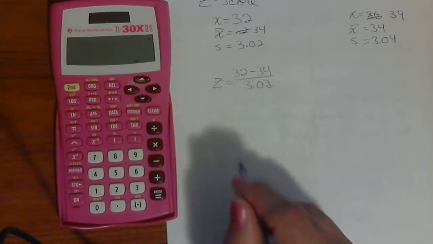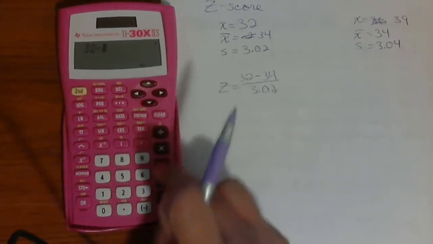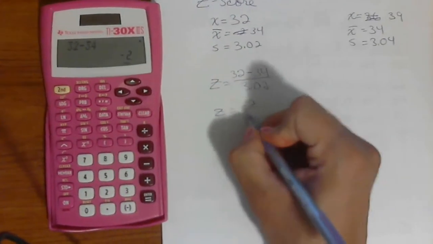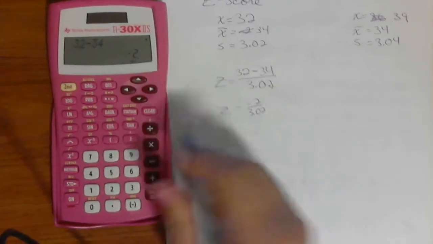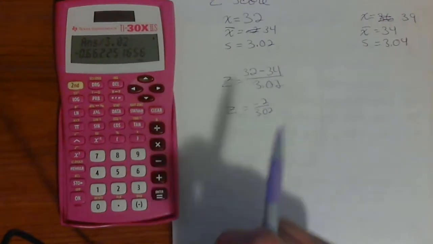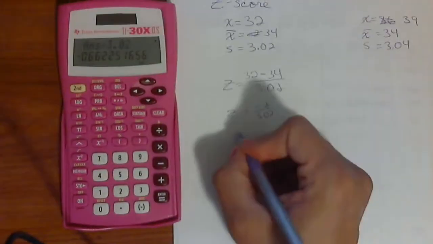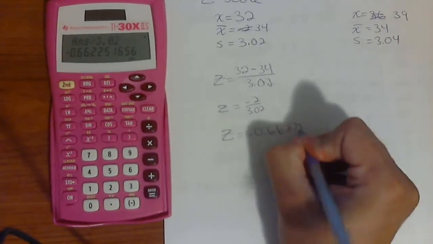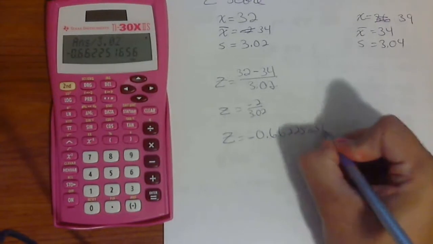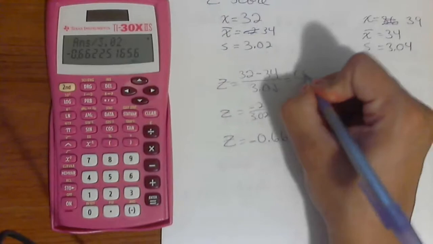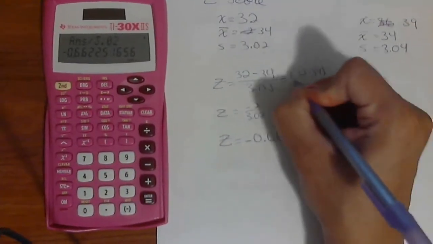Now in the calculator, there's two different ways I can do this. I can either do 32 minus 34 and get a -2, and then divide that by my standard deviation, leave that in there and just hit divide by 3.02 and hit equals. And notice I get a -0.662251656.